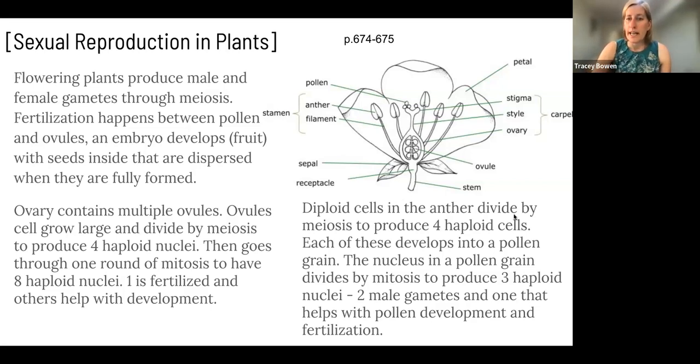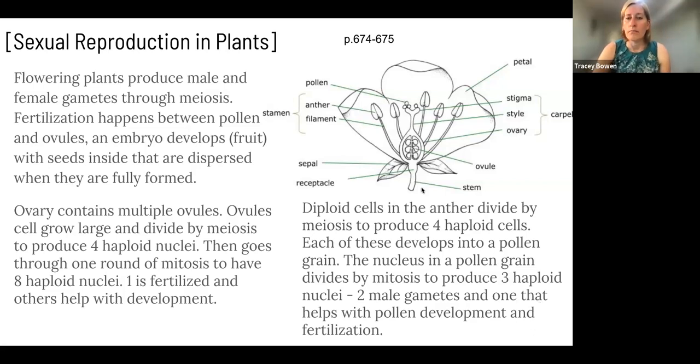Diploid cells in the anther are going to divide by meiosis to produce 4 haploid cells. And then each of these is going to develop into a pollen grain. The nucleus in a pollen grain divides by mitosis to produce 3 haploid nuclei: 2 male gametes and 1 that helps with pollen development and fertilization.